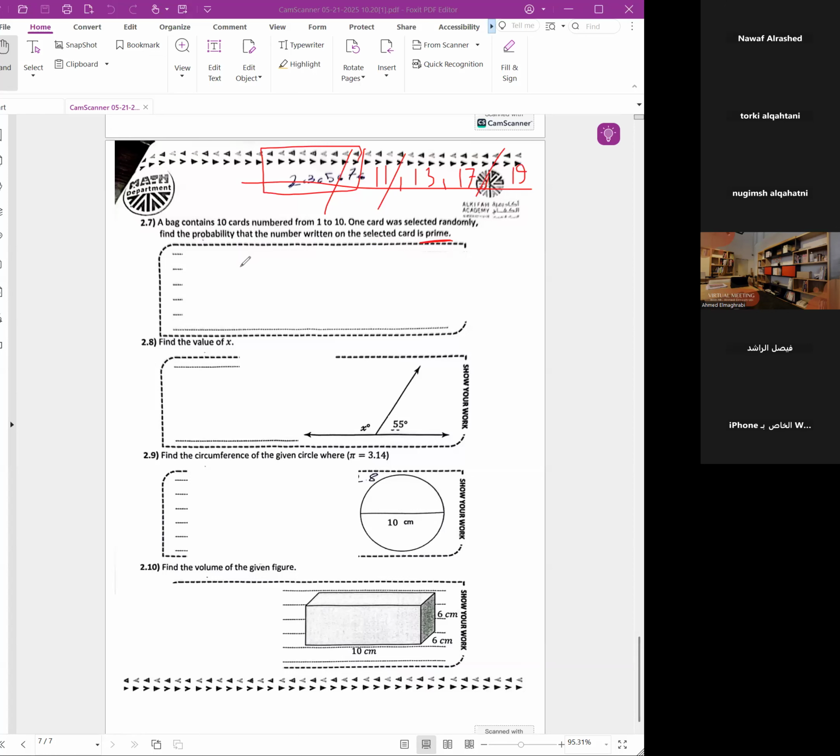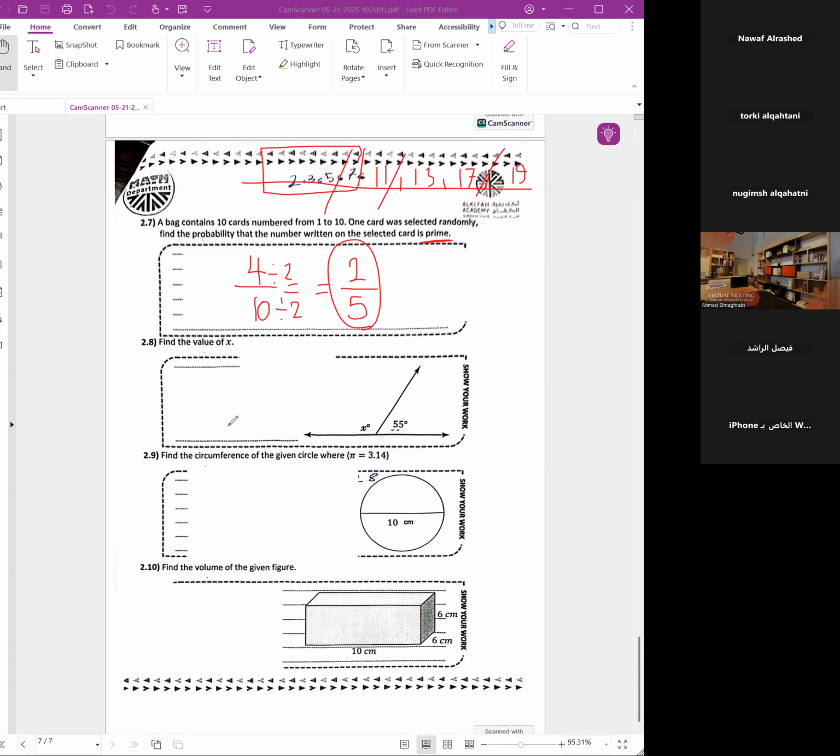How many prime numbers now? 4. 4 out of what? 4 out of 10. So we should divide by 2 up and down, so it becomes 2 out of 5. So the final answer: the probability of getting a prime number is 2 out of 5.